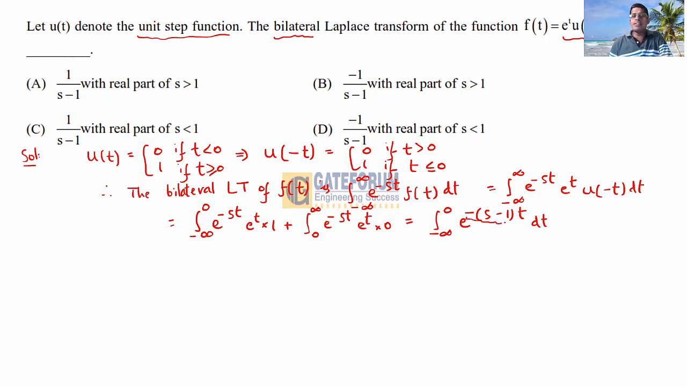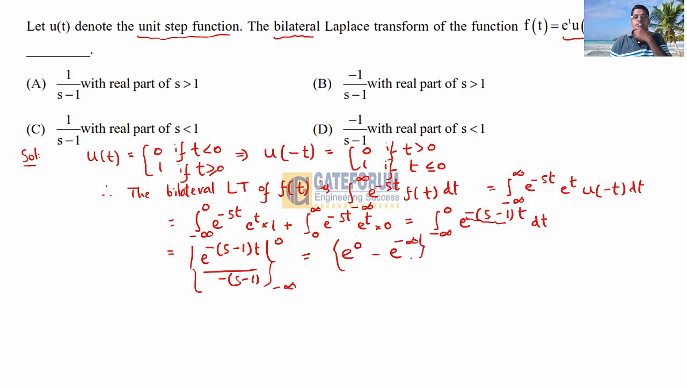Now it looks like e power a t, where t is a variable and a is equal to minus of s minus 1, a constant. So the integration is e power minus of s minus 1 into t divided by the t coefficient, that is minus of s minus 1, between the limits minus infinity to 0. First substitute the upper limit t equal to 0, e power 0 value is 1, and then the lower limit with minus, putting t equal to minus infinity. So this becomes e power s minus 1 into infinity. If s minus 1 is less than 0, only then will you get e power minus infinity. The term not containing t is kept outside, that is minus 1 by s minus 1 into these two terms. This will happen if s minus 1 is less than 0. So finally e power 0 value is 1, e power minus infinity value is 0. This simplifies to minus 1 by s minus 1, which can also be written as 1 by 1 minus s.